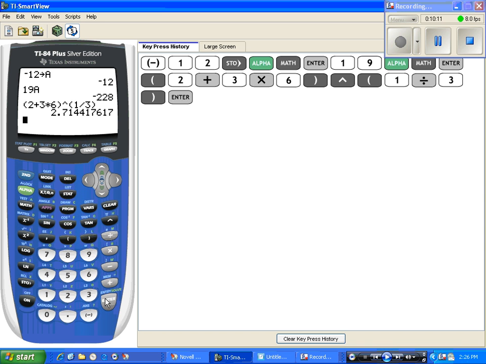Now that answer we're going to want to use in our next problem, which is 2 divided by that. So we can do 2 divided by second answer, and it, let me get there, second answer. There we go. And I'll grab the most recently calculated value and enter that.